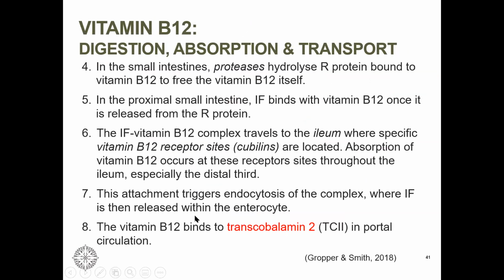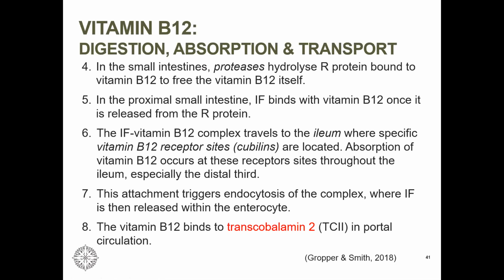Okay. Now, the last point here. B12 binds to transcobalamin 2 in the circulation. Portal circulation means in the liver area. Otherwise also it is moving around in the blood attached to transcobalamin. And if somebody has a deficiency, then we measure transcobalamin in blood.